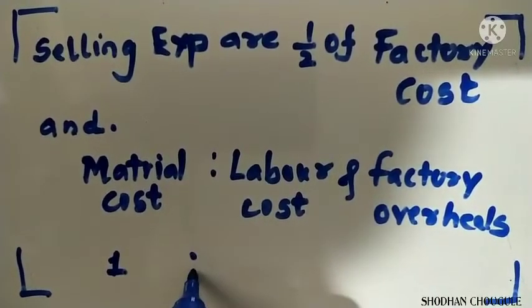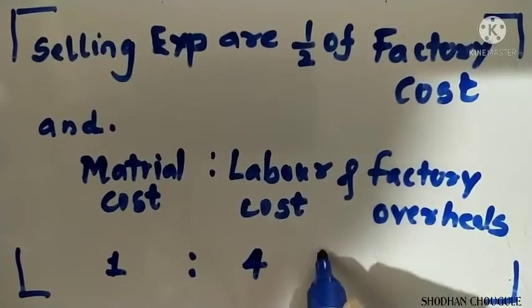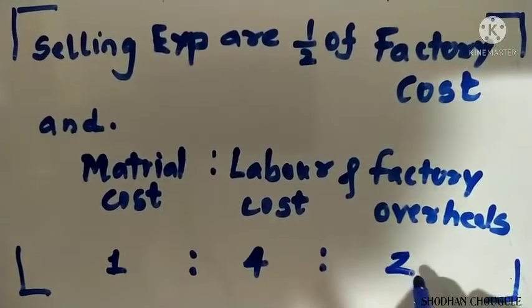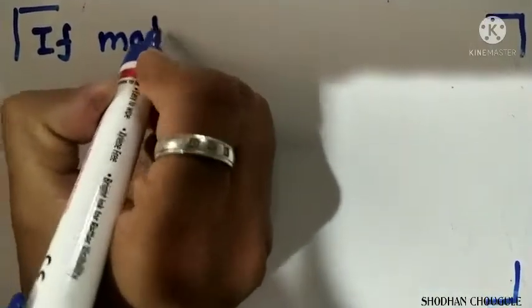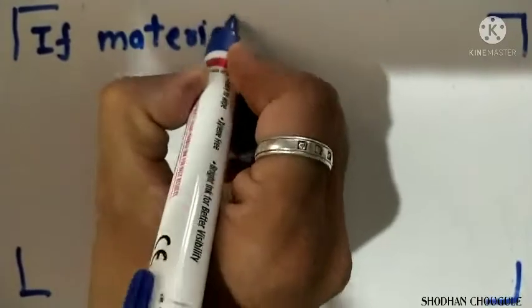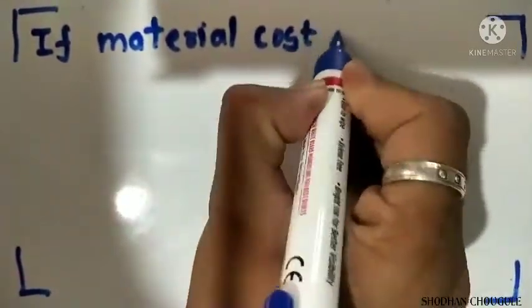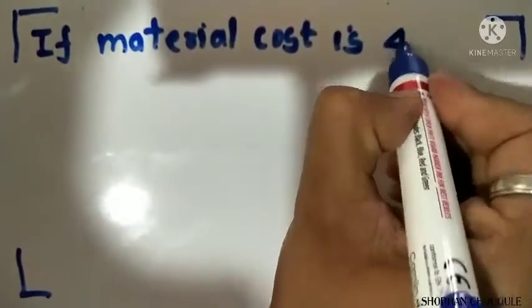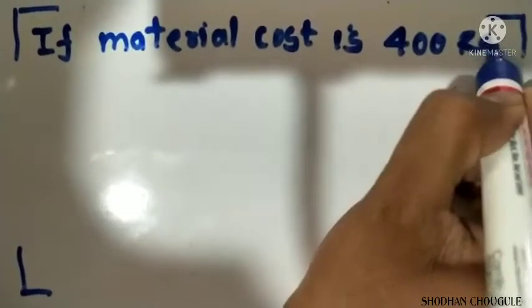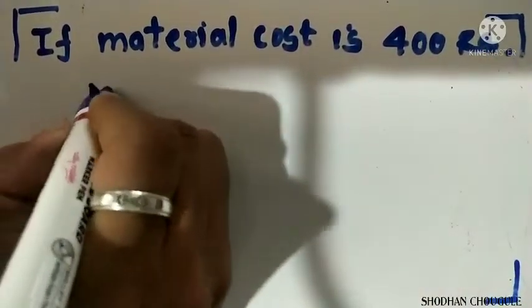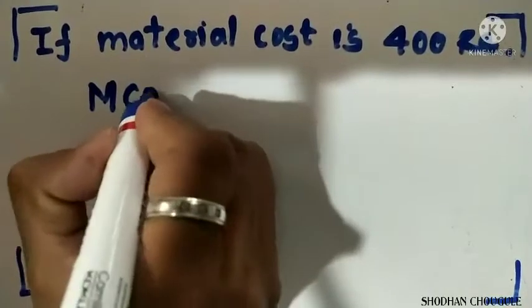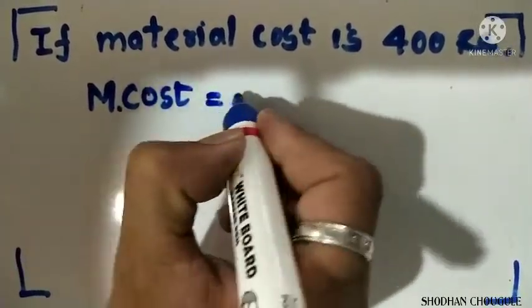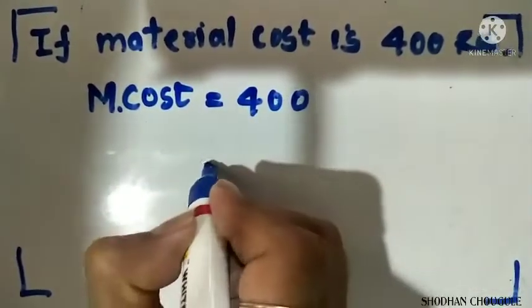Like this, they have given you the ratio 1:4:2. In this problem, they have even given the material cost, which is rupees 400. So by using this and by using the ratio, we can find out the labor cost and factory overheads. So the material cost is 400 rupees.